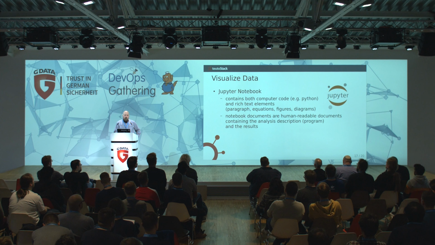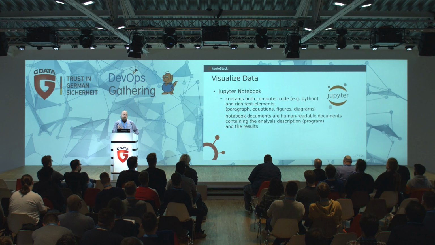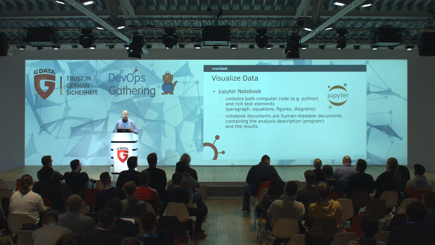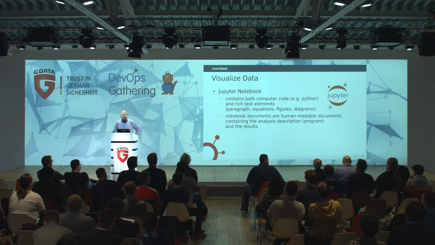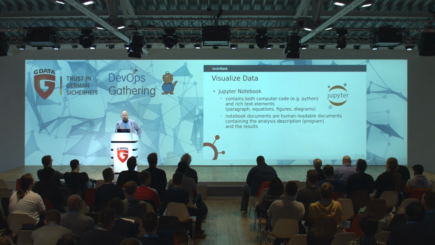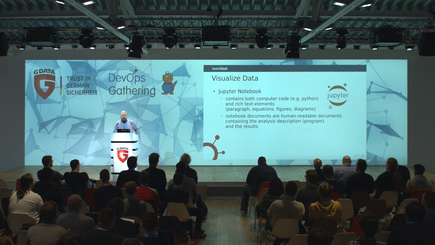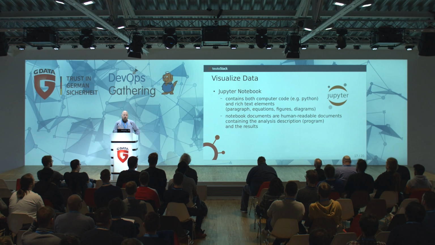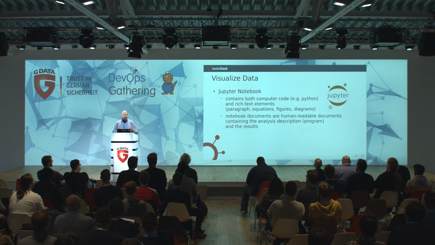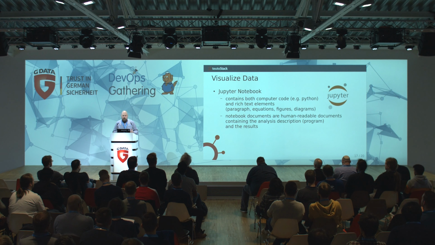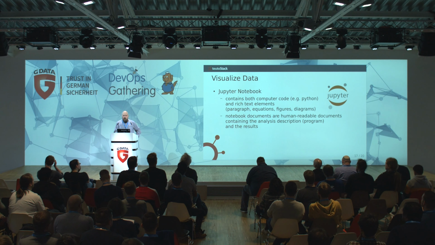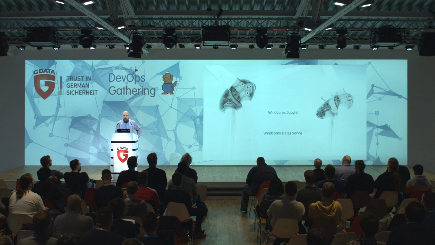And for specific analysis, we use Jupyter notebooks, and Jupyter notebooks are very popular in the data science domain. They contain both the code and the representation of the data. And so if you need special analysis, you may use Jupyter notebooks. And I might give you an example.